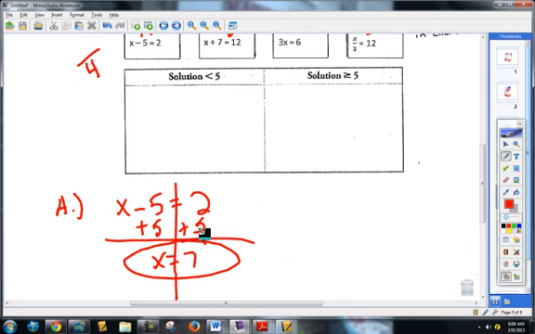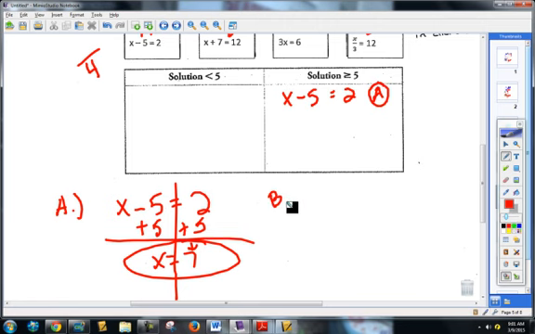X equals 7. So would my solution of 7 be less than 5 or greater than or equal to 5? Greater than or equal to 5. So this one would be x minus 5 equals 2. That's the first point. This is all learning target number 1. So you will have 4 checks or 4 X's on learning target number 1 after this question. So that's letter A.